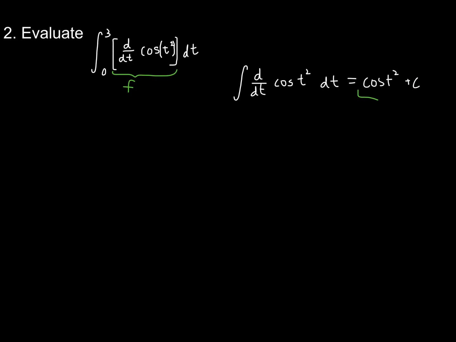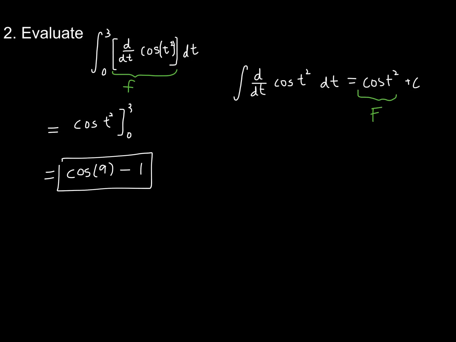So my capital F is going to be cosine of t squared, and this allows me to apply my fundamental theorem. I'm going to take cosine of t squared, and I'm going to evaluate at 3 and at 0 and subtract the two. So I'll have cosine of 3 squared, which is 9, minus cosine of 0, which is 1. And so this is the value of my definite integral. If you want to go ahead and calculate this exactly, feel free. Just make sure your calculator is in radians.